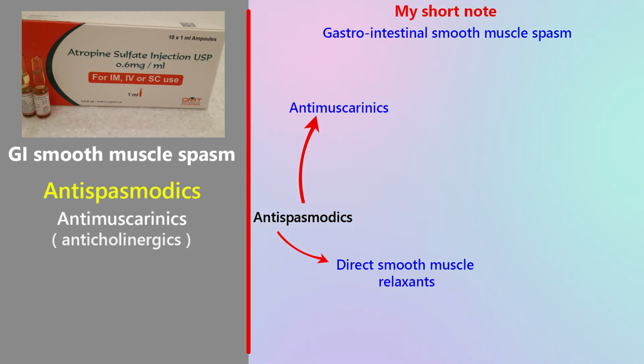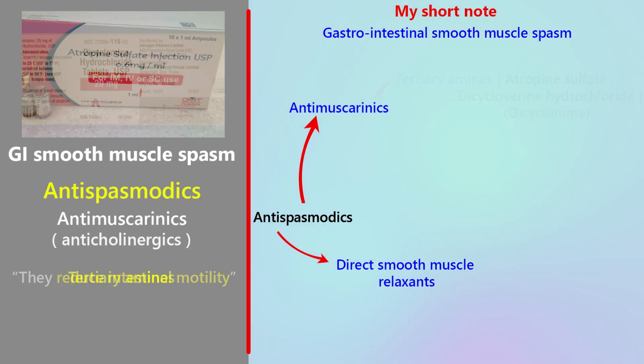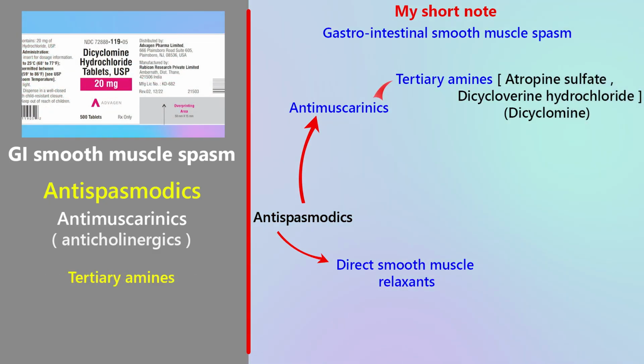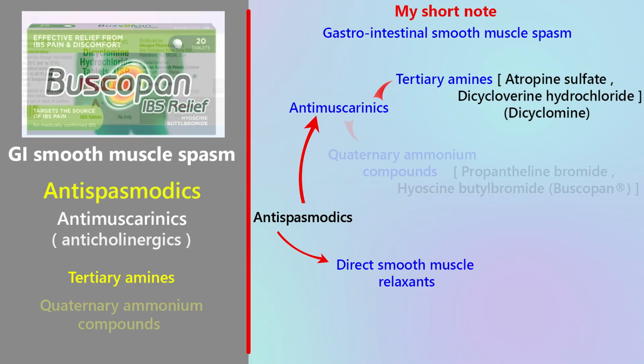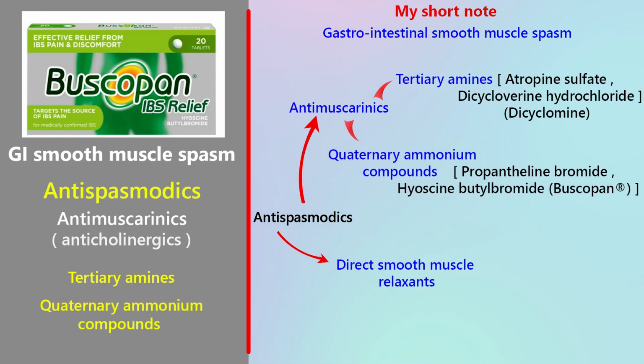Antimuscarinics. They were previously called anticholinergics. What do they do? They reduce intestinal motility, meaning they slow down the movement of the gut. This helps control smooth muscle spasm and pain. Examples: tertiary amines, atropine sulfate, dicycloverine hydrochloride, also called dicyclomine; quaternary ammonium compounds, propantheline bromide, hyoscine butylbromide, Buscopan.